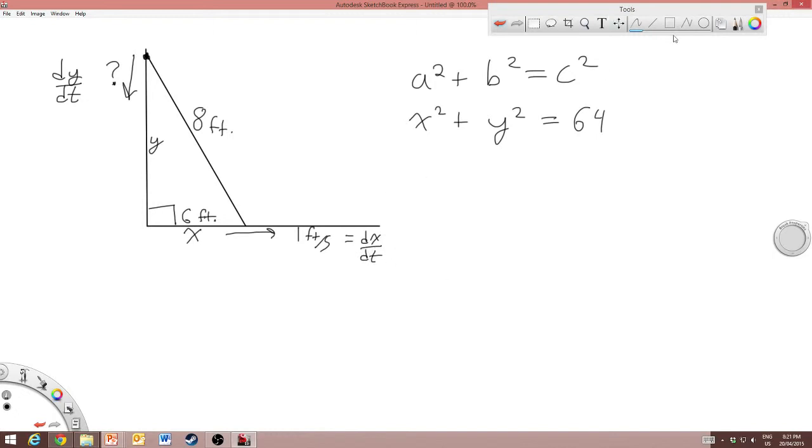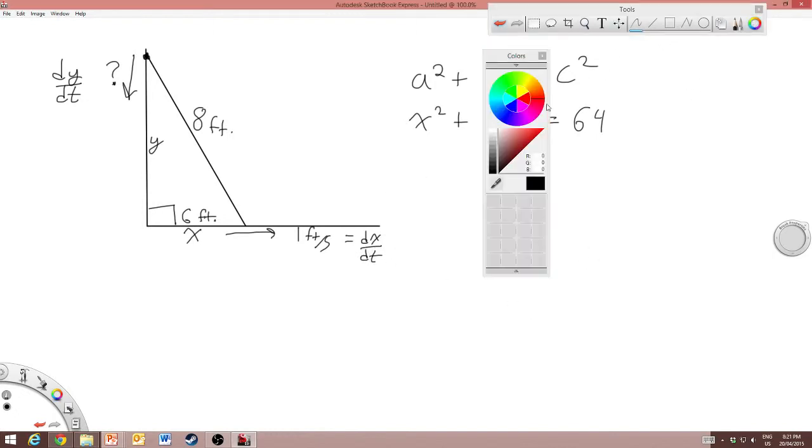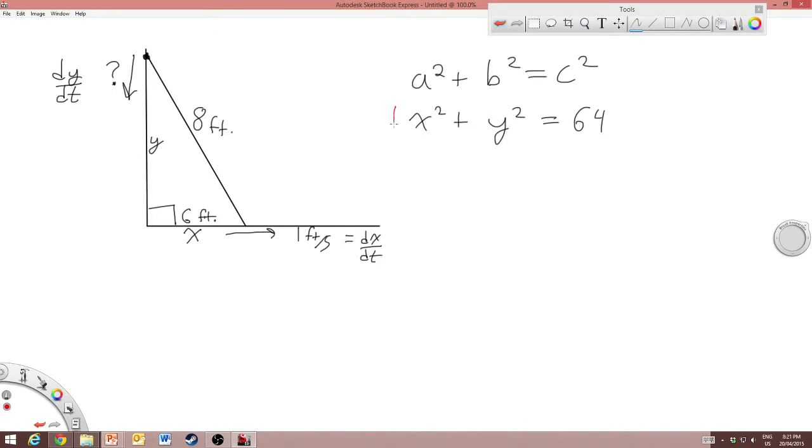So let's take the derivative of everything. I'm going to take the derivative of this with respect to time, take the derivative of this with respect to time, and take the derivative of this with respect to time. The derivative of x squared is 2x dx/dt. This is going to be 2y dy/dt. And the derivative of 64 is just going to be 0. Hooray, that's easy.